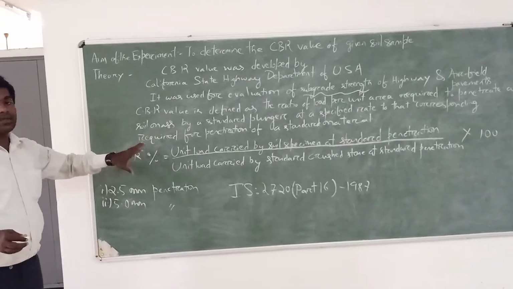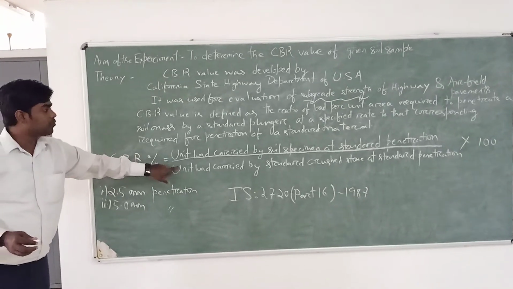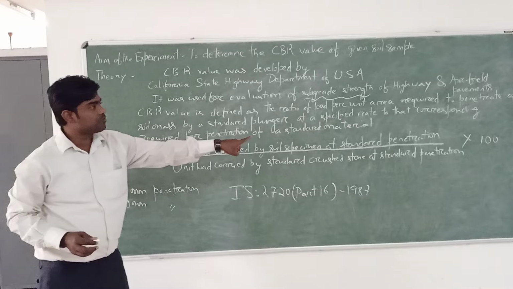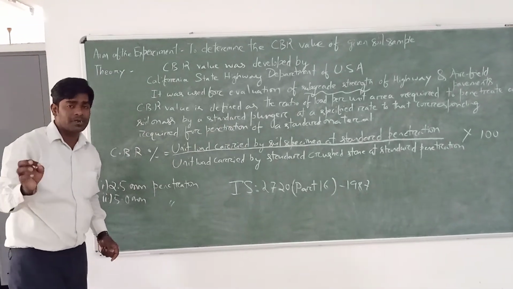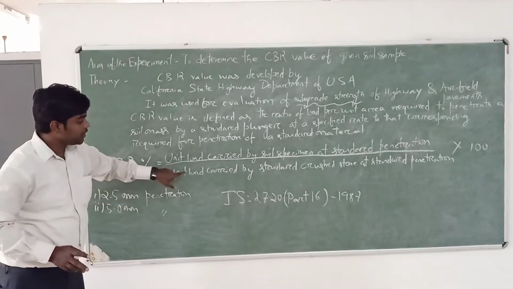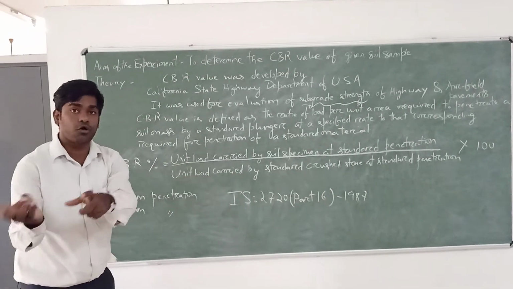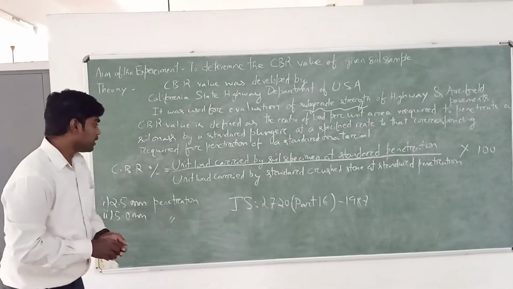We can say it in a formula. CBR can be calculated by the following formula: unit load carried by a soil specimen at a standard penetration, which may be either 2.5 mm penetration or 5 mm penetration, divided by unit load carried by a standard crushed stone at standard penetration, multiplied by 100.